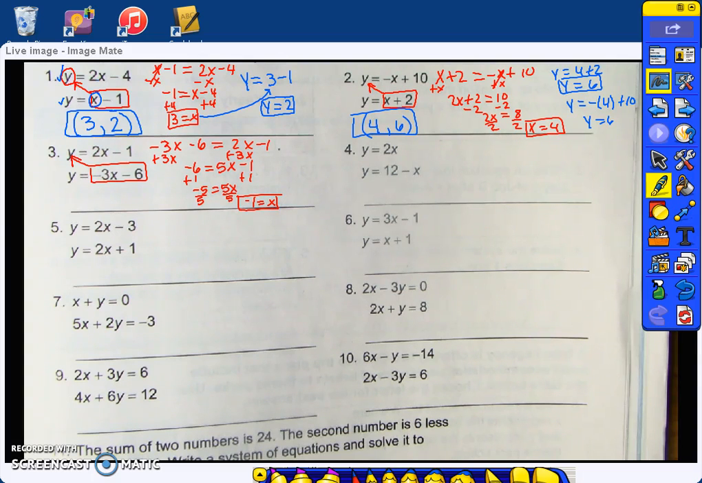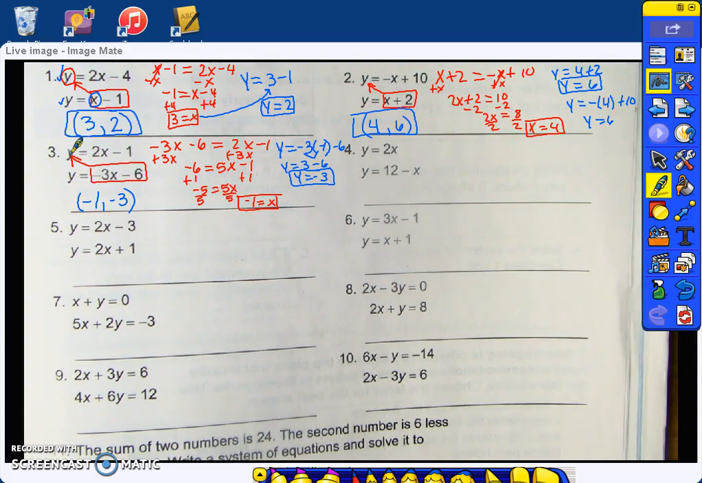Plug it into one of your equations. I get y equals negative 3 times negative 1 minus 6. Negative 3 times negative 1 is positive 3. Positive 3 minus 6 is negative 3. So my ordered pair is negative 1, negative 3. And again, we can check it. Negative 3 times negative 1 is positive 3. Positive 3 minus 6 is negative 3, which is my y. 2 times negative 1 is negative 2. Negative 2 minus 1 is negative 3, which is my y.